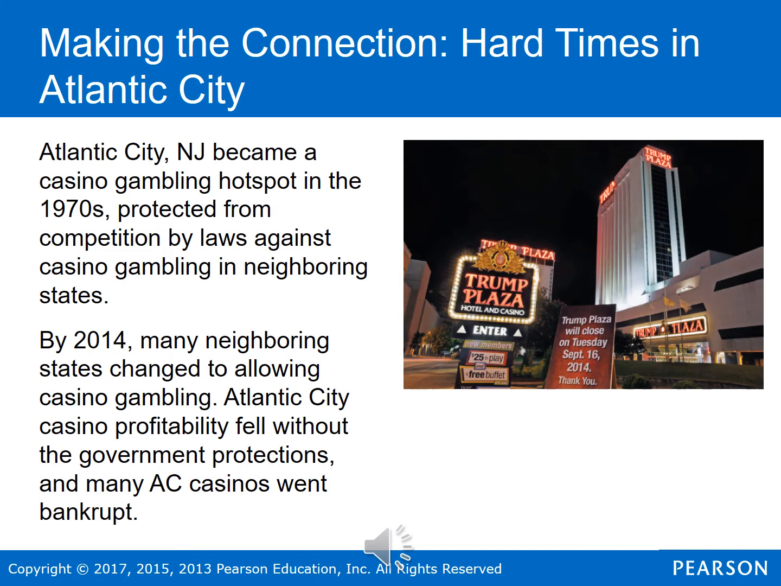Eventually, though, other states began changing their laws and allowing casinos. By 2014, most of the neighboring states had allowed casino gambling. So Atlantic City, over time, lost that barrier to entry. They were initially maybe a monopoly or an oligopoly competing against Las Vegas and maybe a few other places with casinos. Over time, more and more states began allowing casinos, so those barriers to entry were being reduced. And they went from being an oligopolist to maybe being in monopolistic competition.